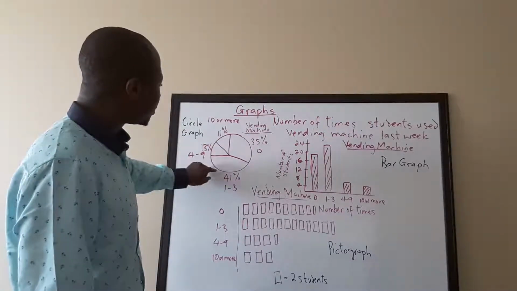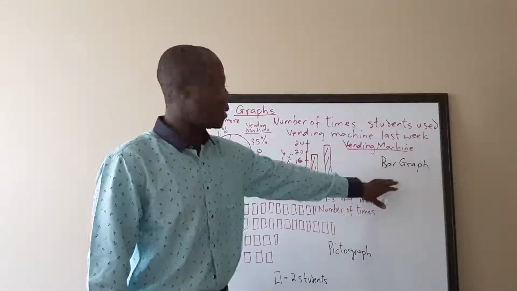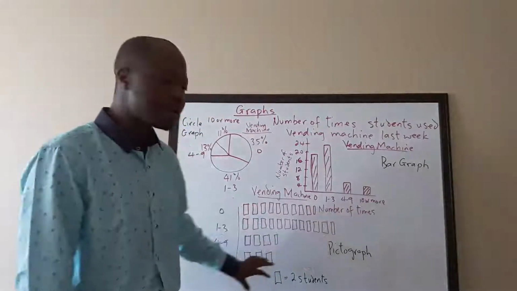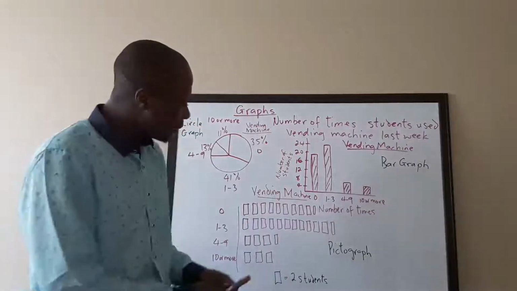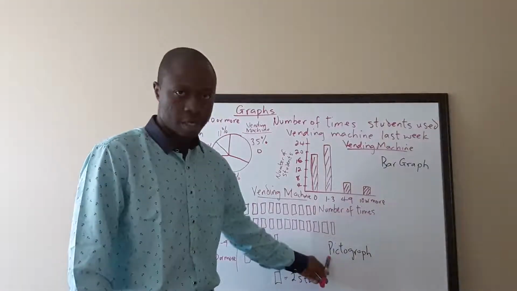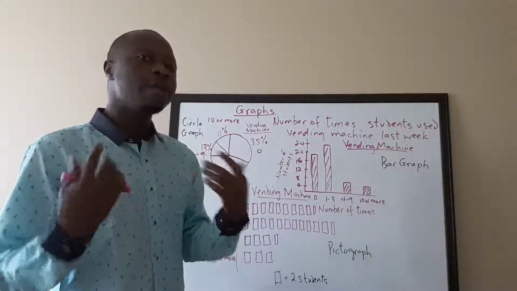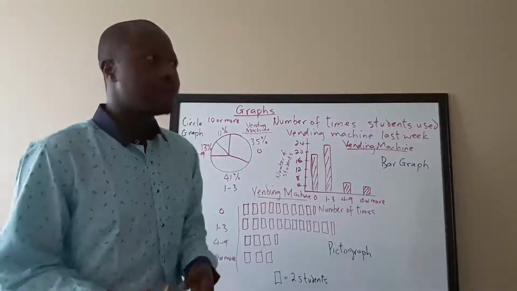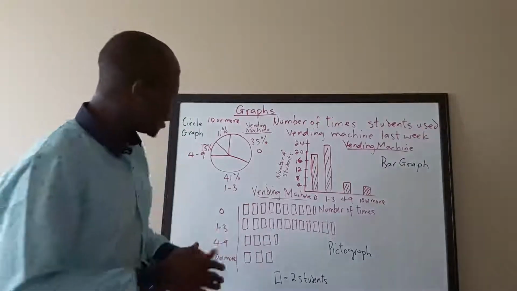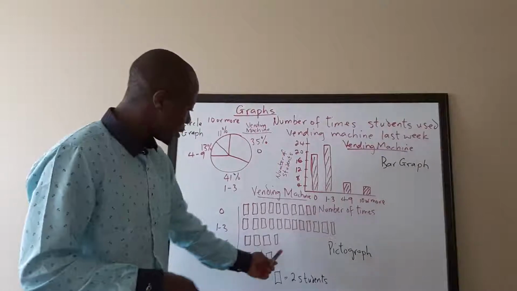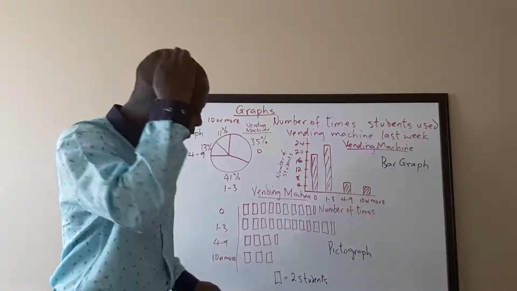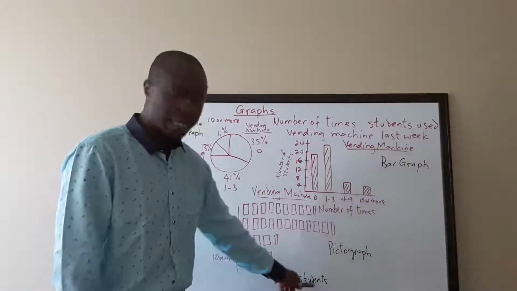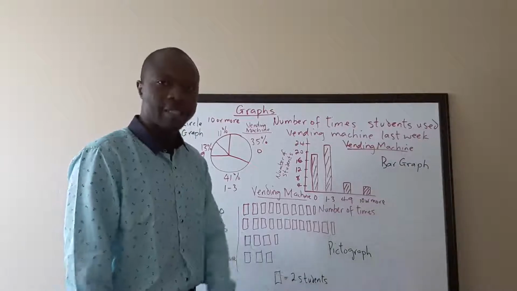This one is a circle graph. You've got a circle, and this one is a bar graph, so you've got different bars. And this one is called a pictograph. From the word here, you can see picture. That means you are representing your data, or information, because data means information, using pictures. Also you have to give us what each rectangle in this case indicates. A rectangle here indicates 2 students.